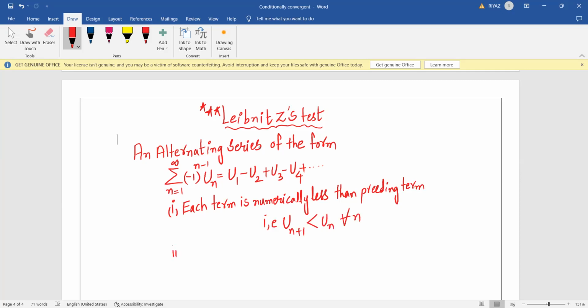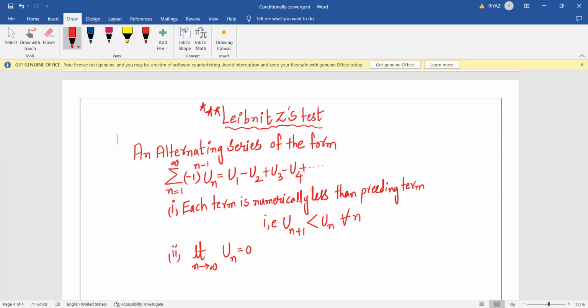The second condition is, if you take the limit as n tends to infinity, the value of u(n) must be equal to 0. If any alternating series satisfies these two conditions, then by the Leibniz test we can say that it is convergent.